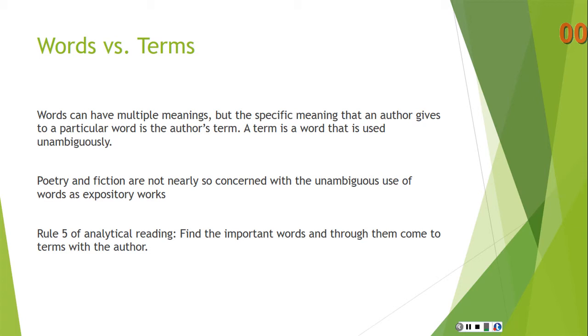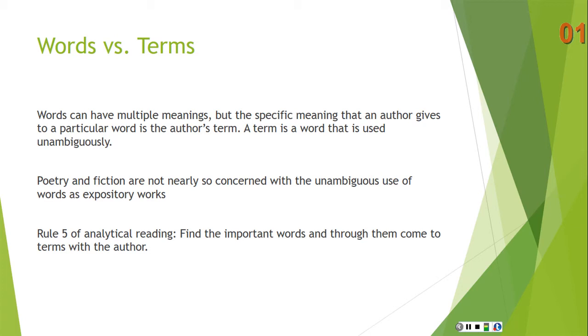particular meaning. So poetry and fiction are not nearly so concerned with the unambiguous use of words as expository works. And that might be where the strength of poetry and fiction lies, because it allows for some creativity there. Whereas with expository works, part of the goal is not so much creativity, but clarity. And if you are continually shifting the meaning of your words, then the readers can be very confused and unsure of what you're trying to say.